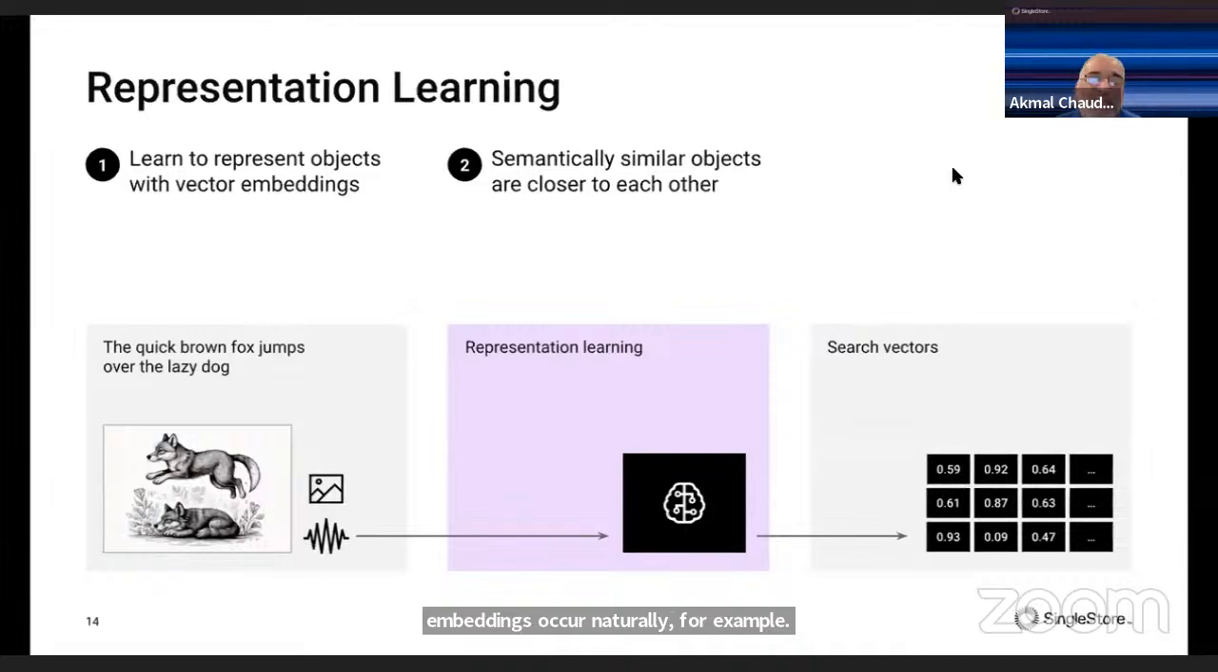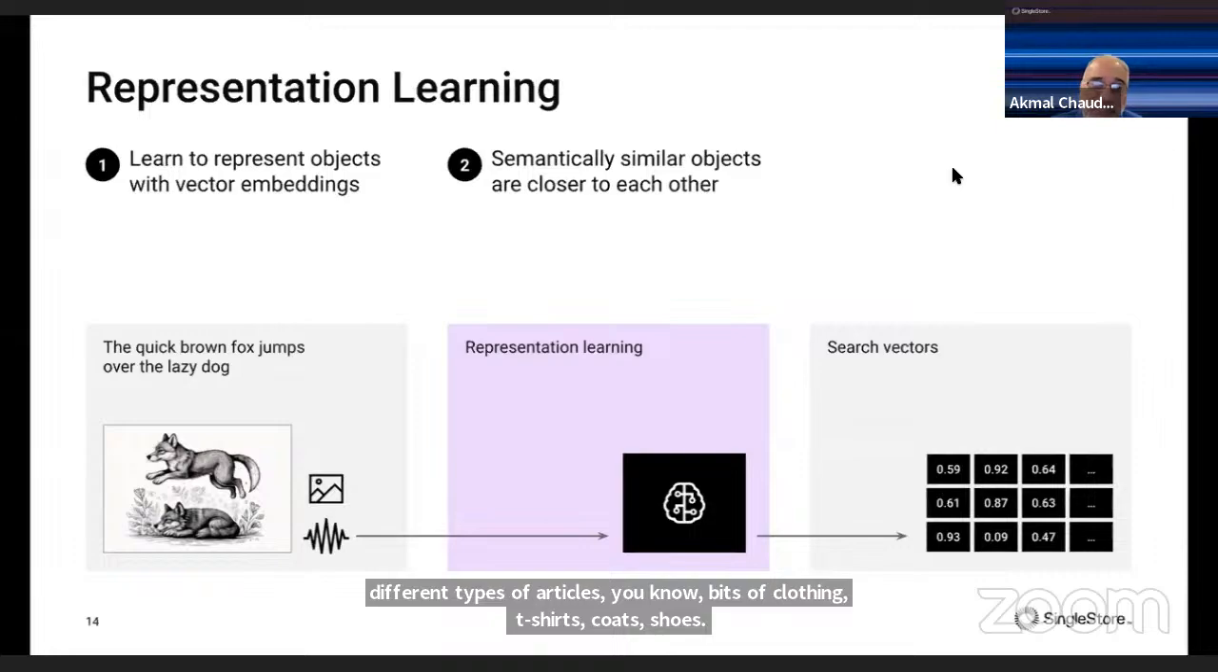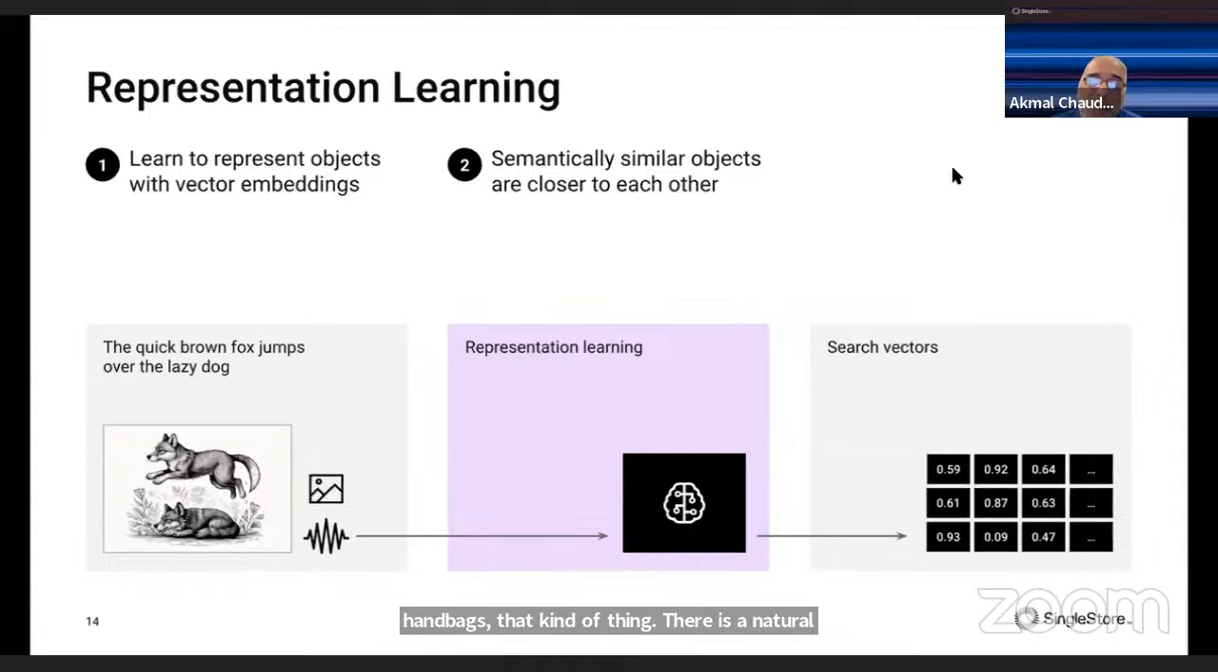And if you look at something like the Zalando dataset, for example, where it's 10 different types of articles, bits of clothing, t-shirts, coats, shoes, handbags, that kind of thing, there is a natural representation there already. It's grayscale. So you've got a certain number of rows, a certain number of columns, and within each of those cells, it is a value between 0 and 255. And if you flatten that structure out, you've got a natural vector. So you don't have to generate that. That is something that you can utilize straight away. And again, we've demonstrated that.